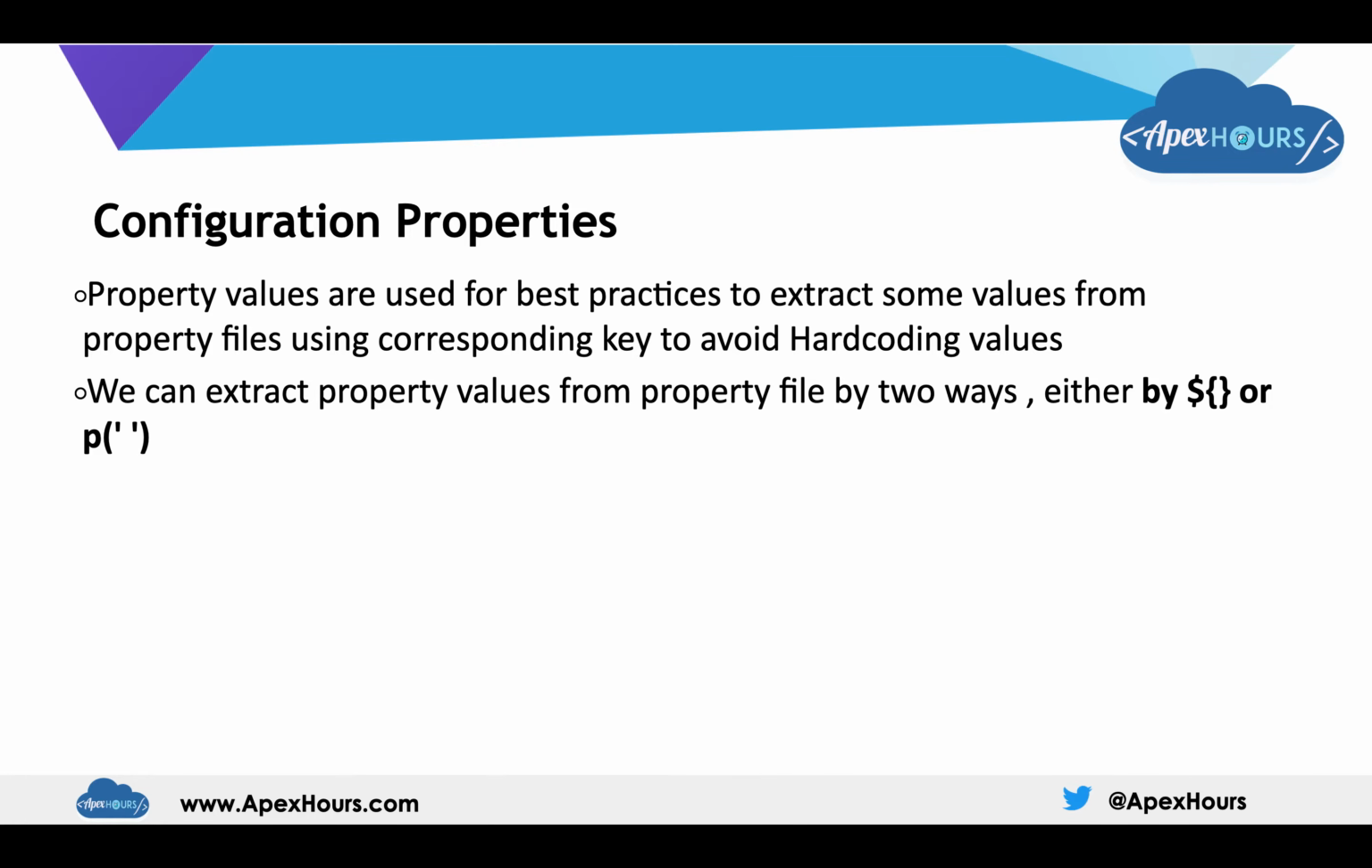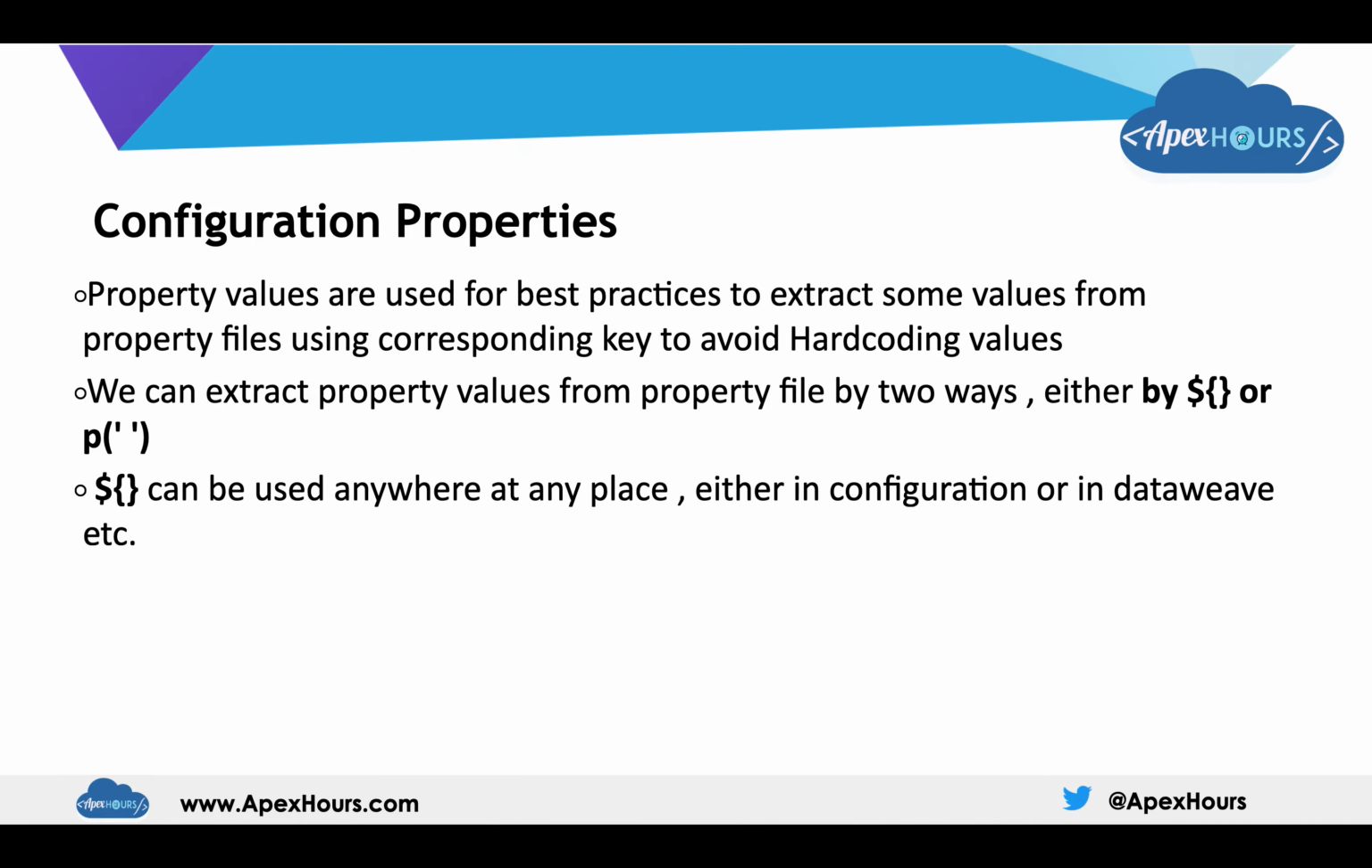All right, so there are two ways that you can extract the property values. One is using $ of curly braces, or p of small braces within single quotes. You can use both of them. I will show you the difference. What is the difference between using $ and p? p is a DataWeave function, and $ is the normal syntax that we use.